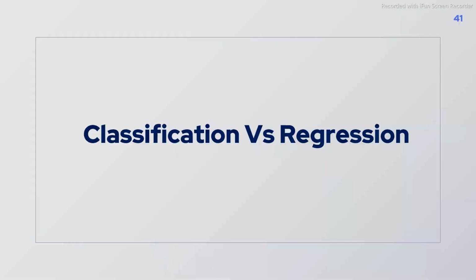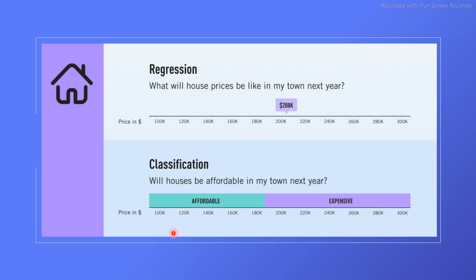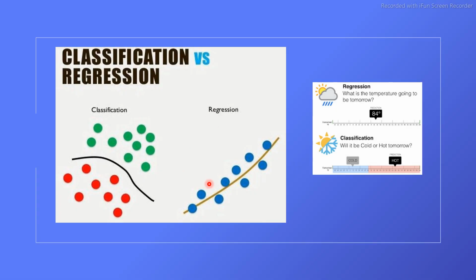Now classification and regression, this is a simple one, just to make sure that you understand the concept. Regression means you are predicting a continuous output. Here this is a continuous output, but in classification this is a binary outcome: affordable, not affordable, or expensive. This is a two outcome, that is a binary one. This is a discrete one. So this is a classical case of regression and classification. This is a regression, this is a classification.